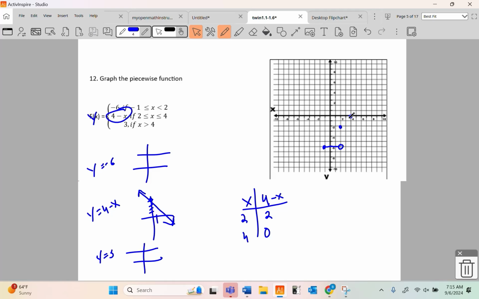That does not look right, because I'm not plotting points correctly. When x is 2, y is 2, and when x is 4, y is 0. Nice little slanted piece there. And then we have 3. We're 3 for every x value greater than 4. And symbolism says open hole. And we just keep going to the right forever, because there's no boundary on when it stops. It's a simple little piecewise function.